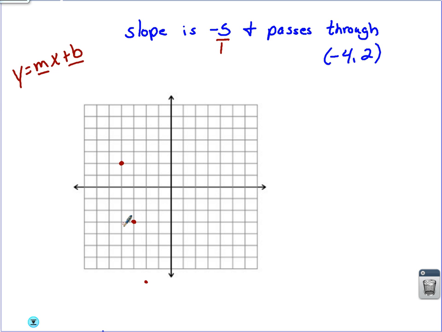But we could go down 5 over 1, down 5 over 1, down 5 over 1, and do it one more time, and we could actually see what the y-intercept is going to be. Let me use a different sheet of graph paper here since this one's not big enough, and we'll try to see where this is going to cross.